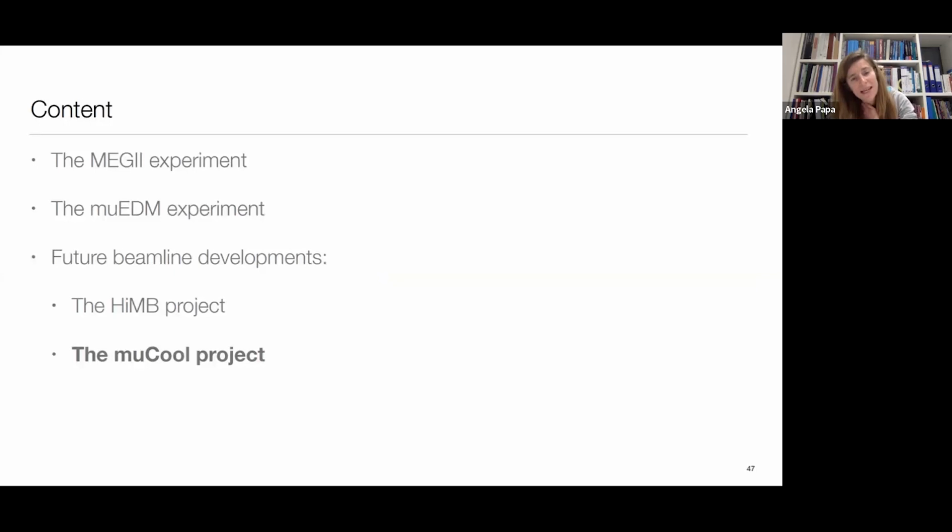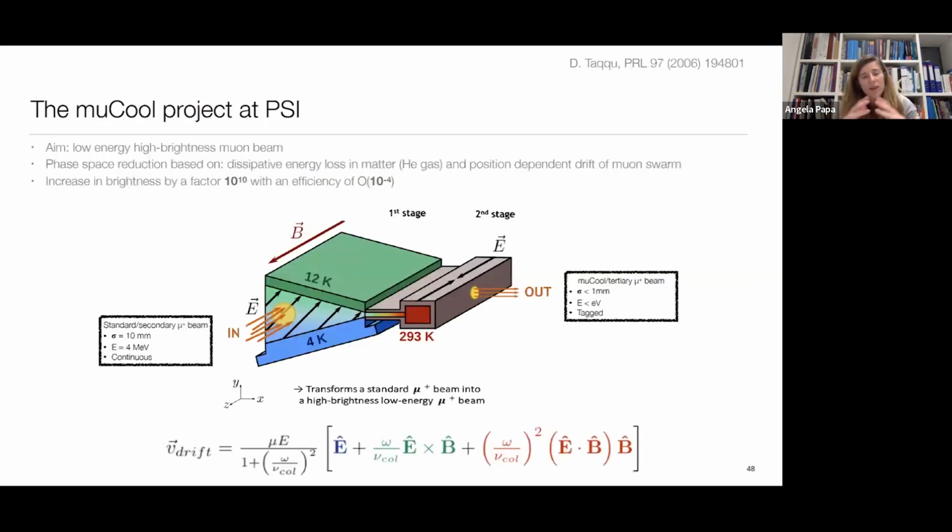And then finally, we could also think about a sort of tertiary beamline. What I mentioned up to now are the muons coming from the interaction of protons on the carbon target, but we can also manipulate these muons to have a low-energy, high-brightness muon beam. The idea in the project we are also pushing is the possibility to have an improved phase space.